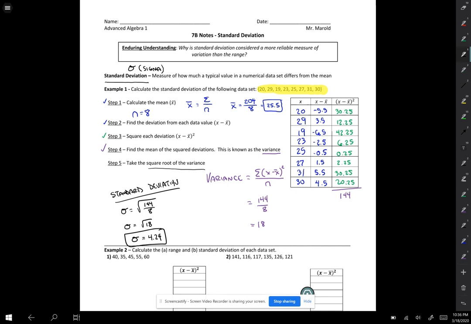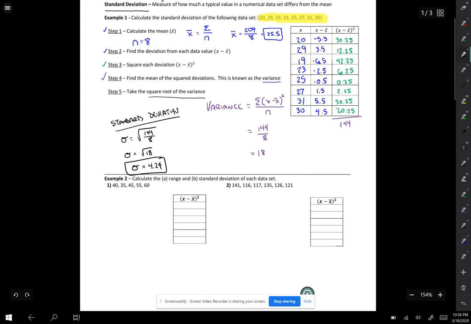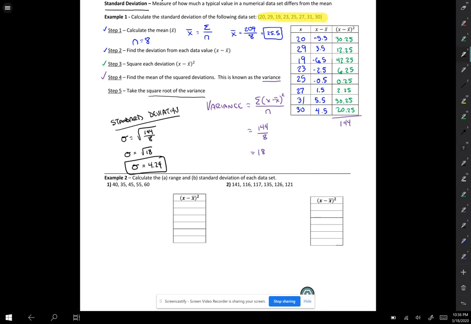What I want you guys to do is try example 2. At this point you can pause the video and try the examples. When we come back, I will have the worked out solutions. So I'm going to stop the video at this point. I want you now to try these 2 examples, 1 and 2. You're calculating these standard deviations by hand, so go through the steps we just did.